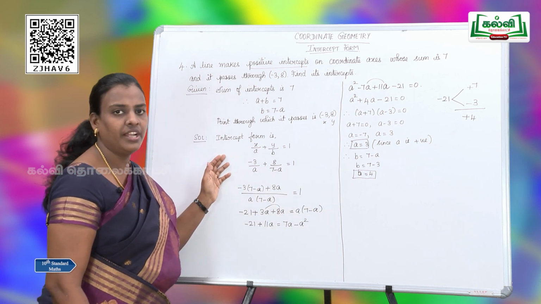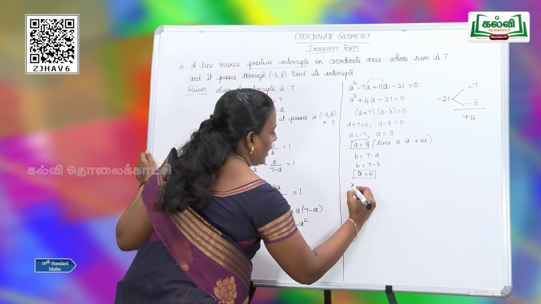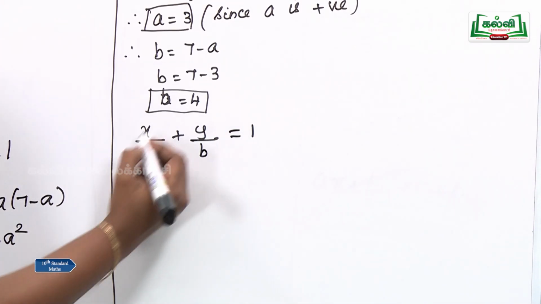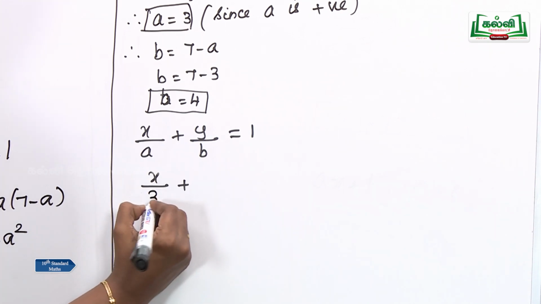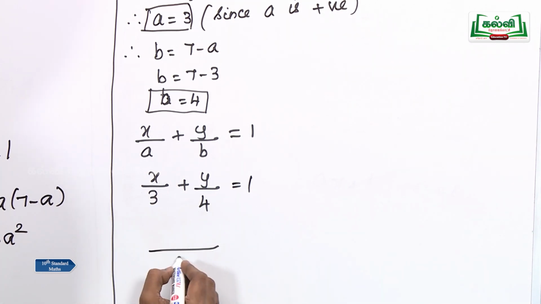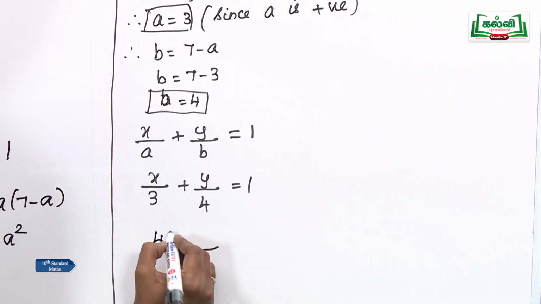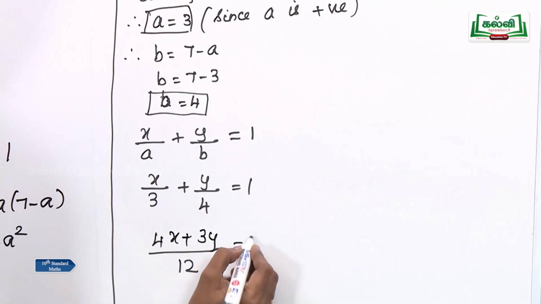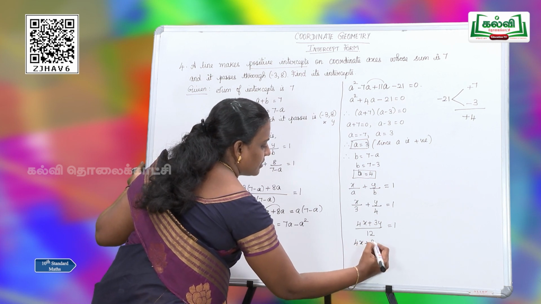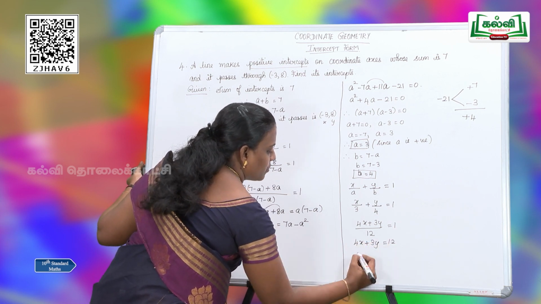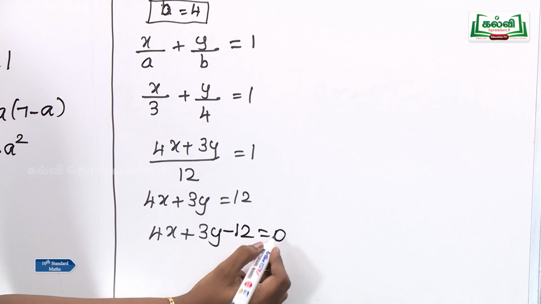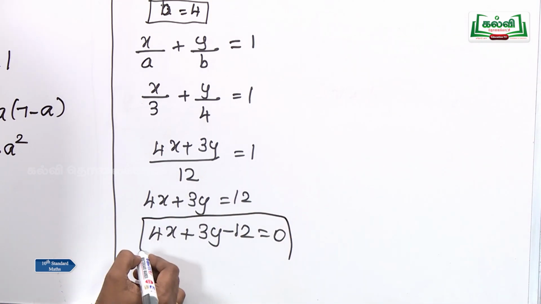Now, I will substitute in the intercept form. So, what is the intercept form? x by a plus y by b is equal to 1. So, when I substitute, I get x by 3 plus y by 4 is equal to 1. When I take the LCM for 3 and 4, 12, cross multiply: 4x plus 3y is equal to 1. So, what do I get? Cross multiply again, 4x plus 3y is equal to 12. Bring 12 to the other side: 4x plus 3y minus 12 is equal to 0. This is the equation of the line.